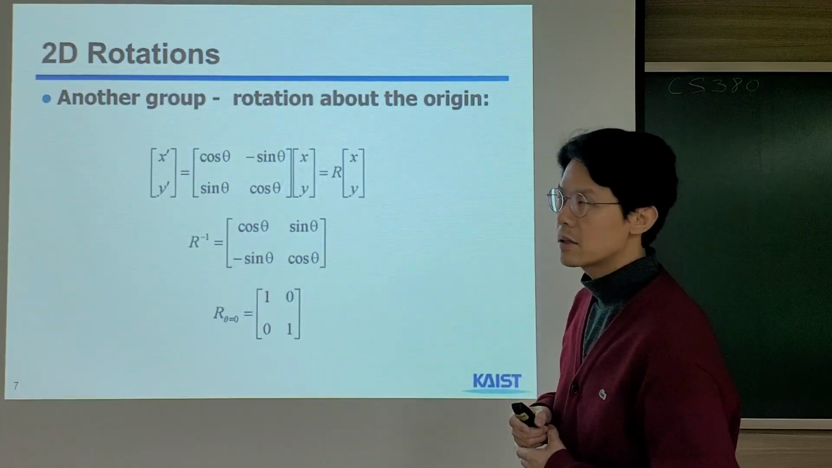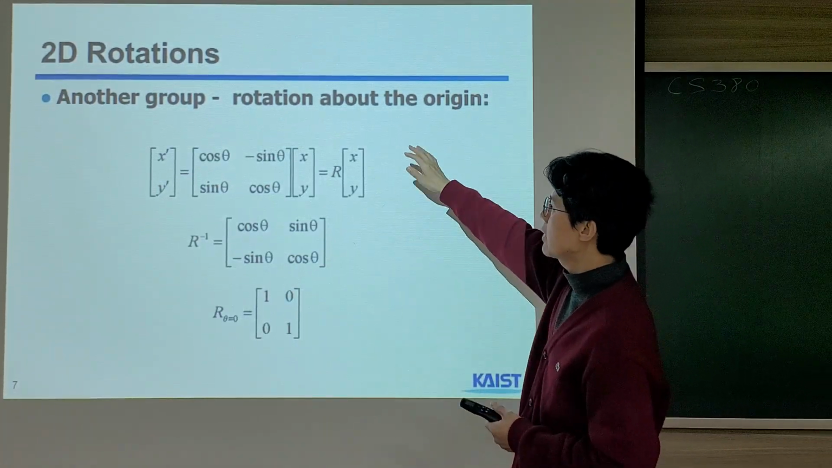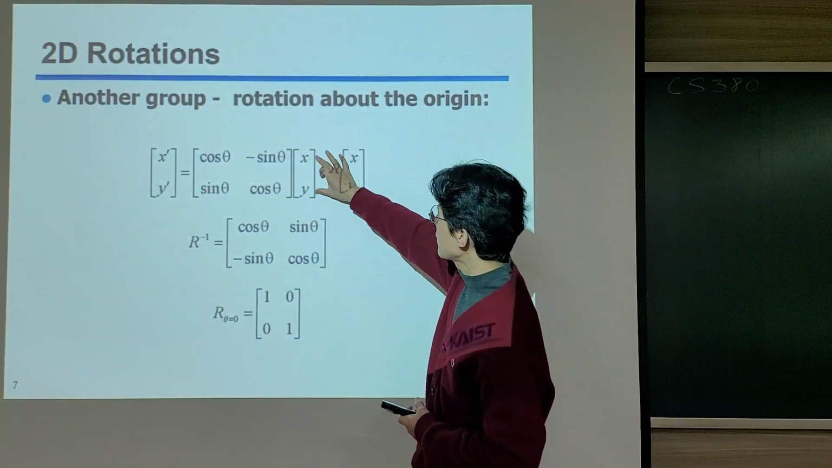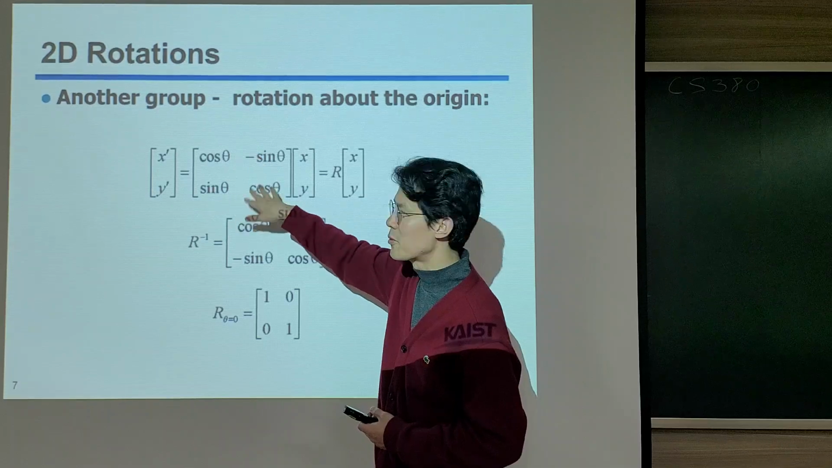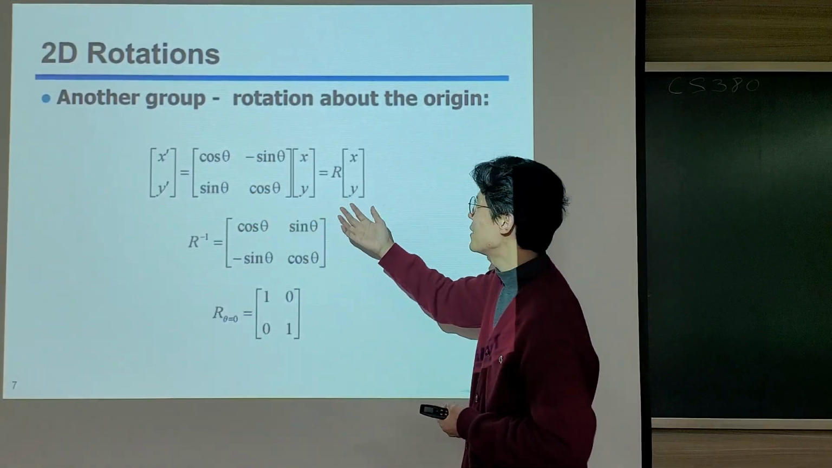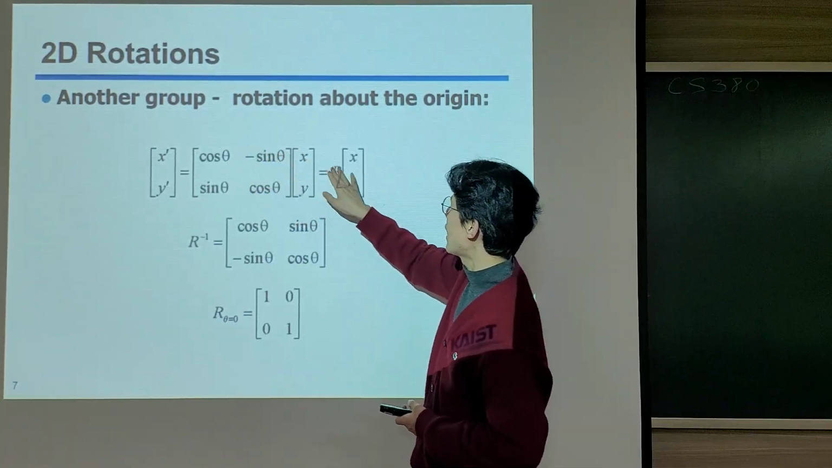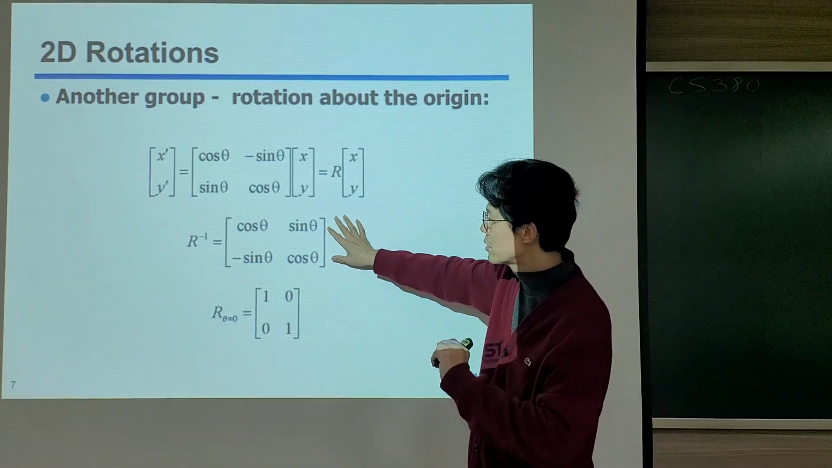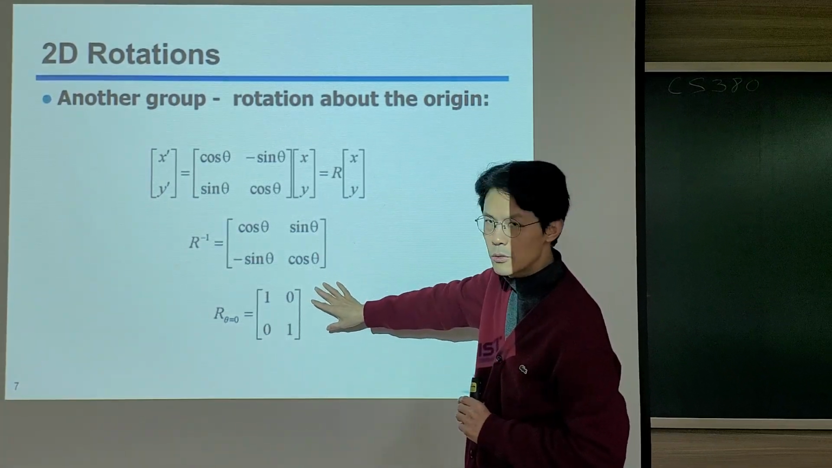We can also think about 2D rotation. This is a very common 2D rotation about the origin, starting from x and y. You might recall that this is the rotation matrix, right? Cosine, minus sine, sine, cosine, which I remembered a long time ago. I can represent this with R. This is the inverse of R, which undoes the rotation. And this is the identity rotation matrix.